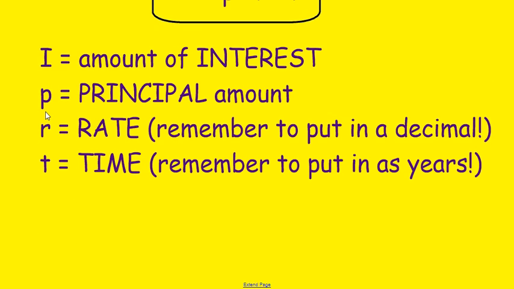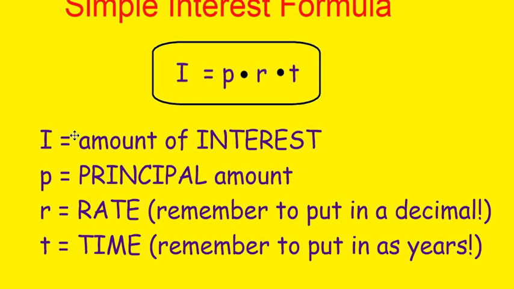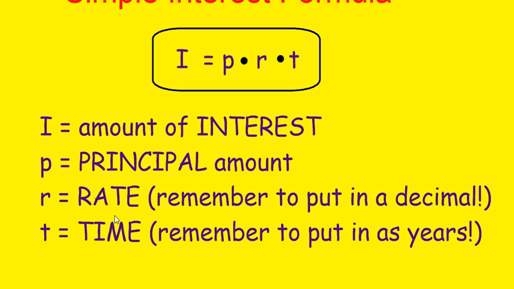Again, here's the simple interest formula. I is the amount of interest, whether it's earned or you have to pay. P is the principal amount. Rate, you have to make sure that you put it as a decimal because it's going to be given as a percentage. And the time, you have to remember to put in years. Sometimes they're going to give you months, and whenever you get months, all you have to do is divide it by 12 because there's 12 months in a year.